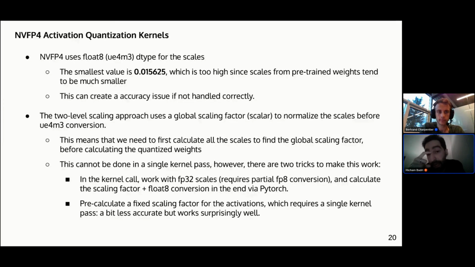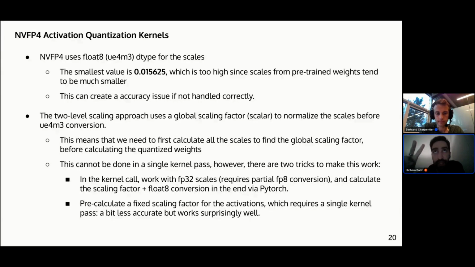The main problem here is that if you want to do this in Triton, you need to do 2 kernel calls, because you first need to go through all the scales and get the maximal value. And then you have the second kernel, which actually uses the max value to do the quantization. But I found 2 tricks to do this efficiently. The first one is that you can actually do this in one single kernel.